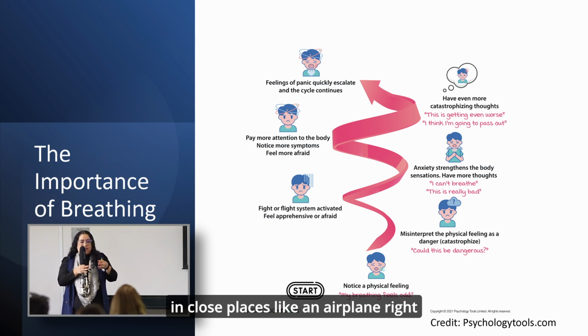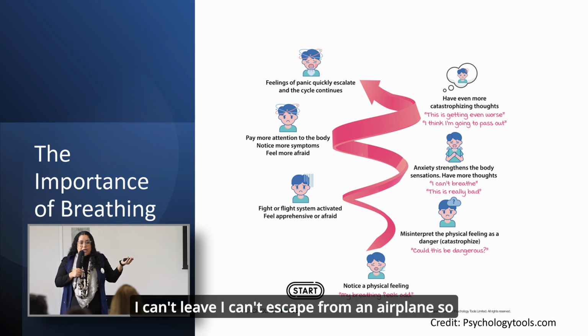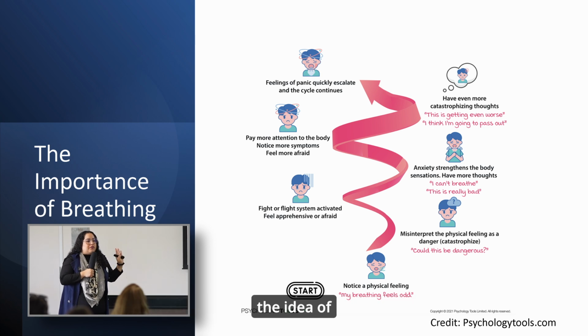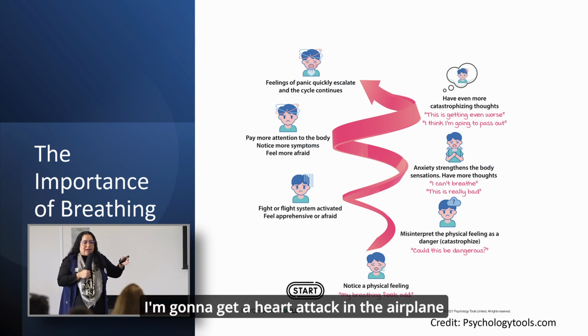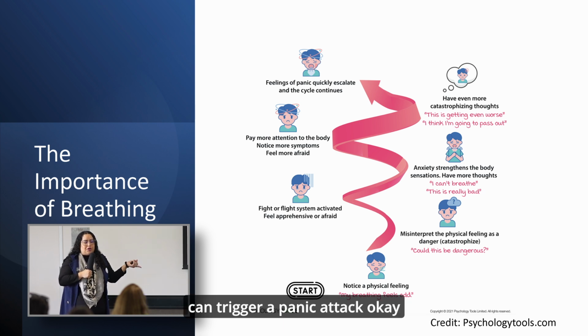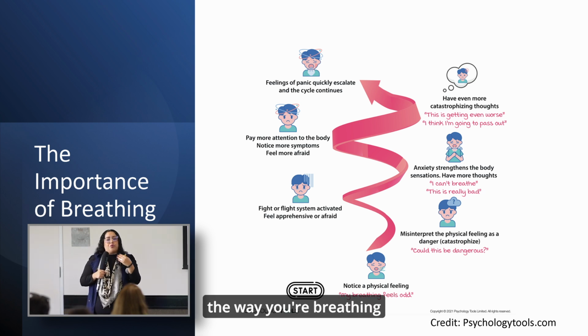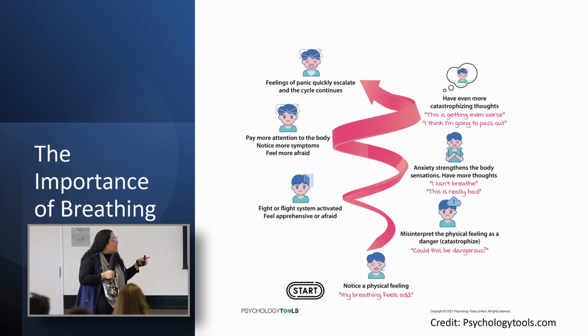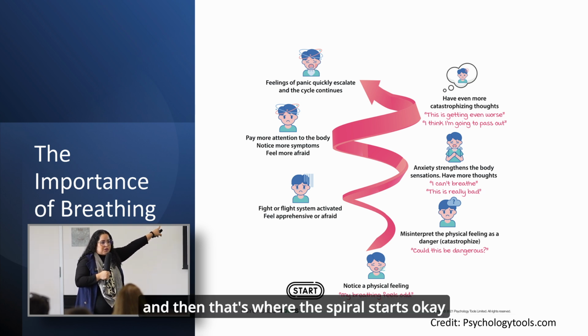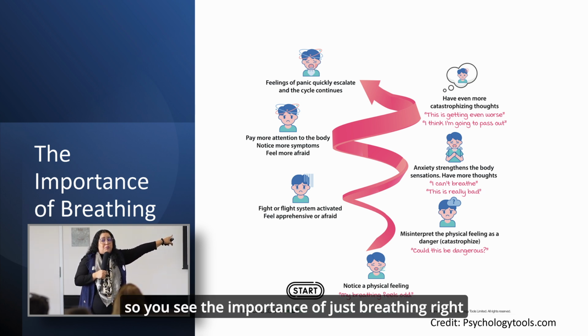Also in closed places, like an airplane, right? I can't leave, I can't escape from an airplane. So the idea of I'm going to get a heart attack in the airplane and no one's going to be able to help me can trigger a panic attack. And so it starts affecting the way you're breathing, and that's where the spiral starts. So you see the importance of just breathing, right?